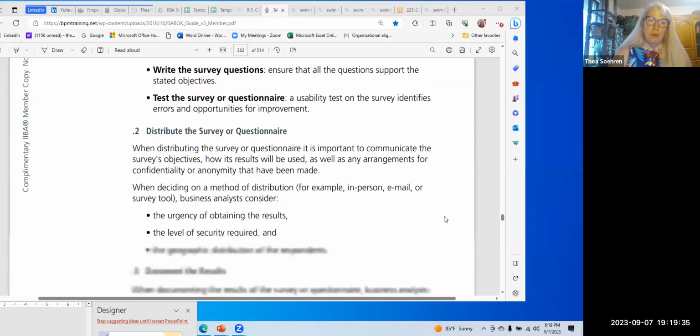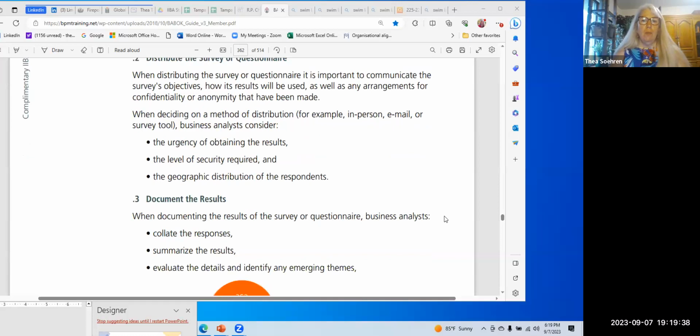Then distribute the survey or questionnaire. It's important to communicate the survey's objective, how its results will be used, as well as any arrangements for confidentiality or anonymity that will have been made so that people can stay anonymous. When deciding on a method of distribution, in-person, email, or survey, consider the urgency of obtaining the results, the level of security required, and the geographic distribution of the respondents.